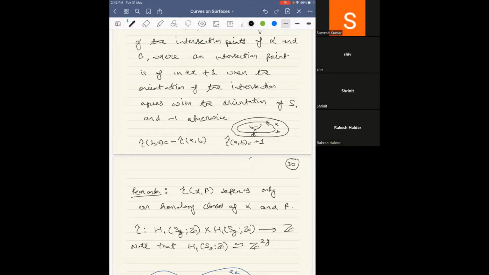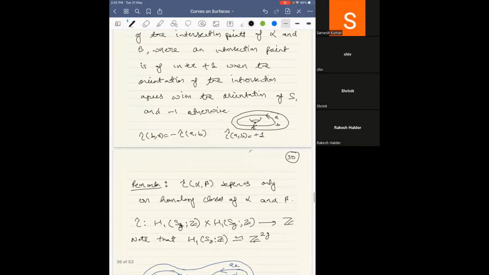Then where are you using the orientation of S? You have to fix something to begin with. For example, if I fix going from left to right, suppose this is plus for me, suppose this is the orientation I am fixing, then accordingly you have a notion of algebraic intersection number. So it depends upon the orientation, of course. If you change that, then everything will change up to minus.